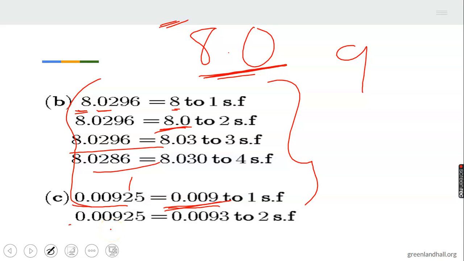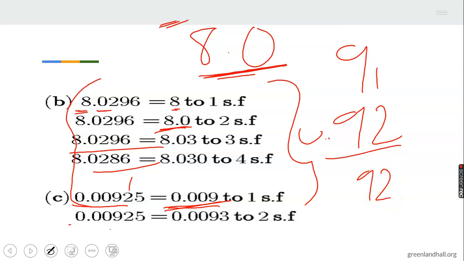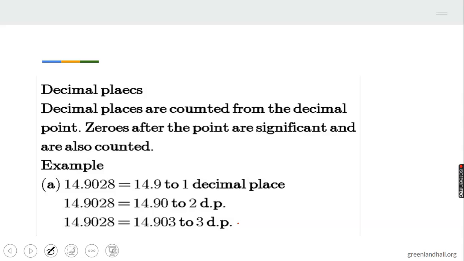Count the first two non-zero numbers, which is 92, 0.0092. Now, the third number is 5. That means you round it up. You turn it to 1 and add it to 2. It will be 93. That is why we have 0.0093. Now, decimal place. Decimal places are counted from the decimal point.